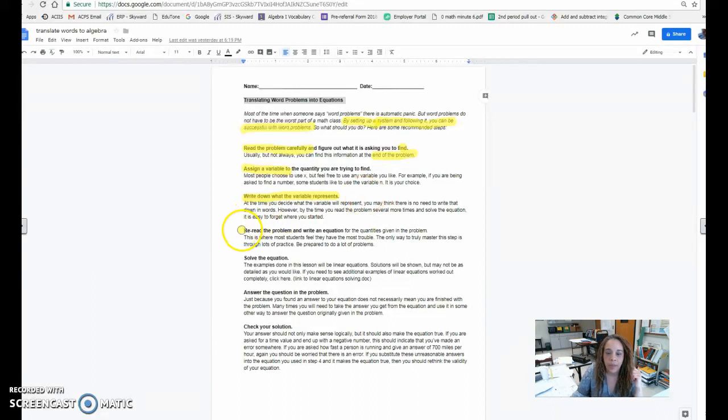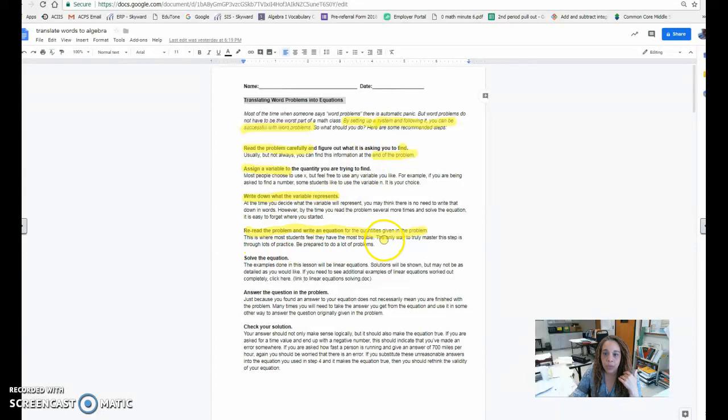Next, you're going to reread the problem. Once you identify a variable, I'm going to pick x. I'm going to say x equals this. Literally write what it is in words. If x equals the number of donuts eaten, you're going to literally put x equals the number of donuts eaten. Then go back and read again: what more can I decipher from this problem?